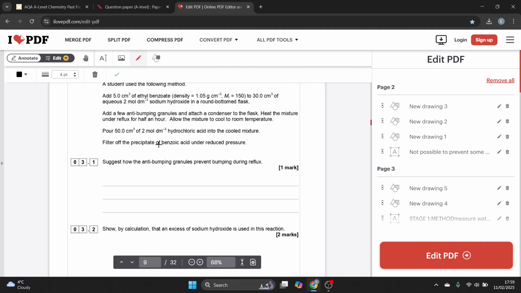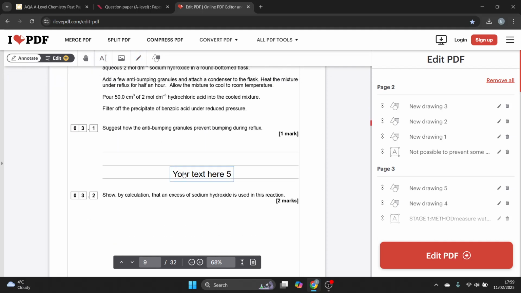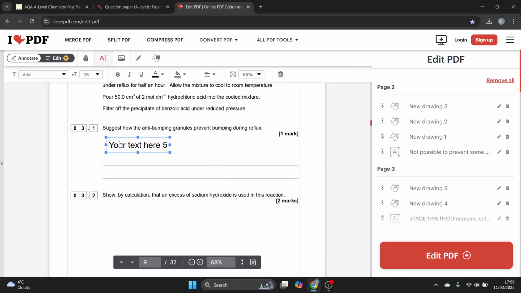Suggest how the anti-bumping granules prevent bumping during reflux. Prevents the formation of larger bubbles. Classic one, marker: prevents the formation of larger bubbles.